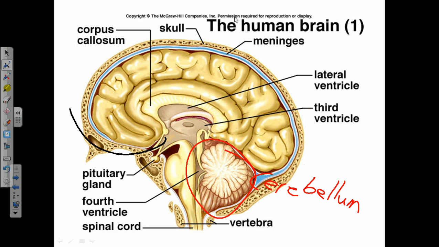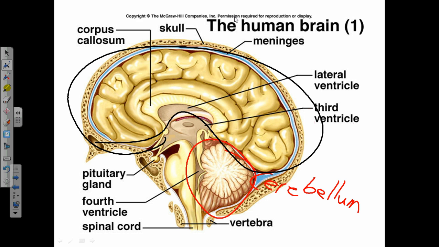This big part of your brain, by far the biggest part of the brain in humans. What is that? That is the cerebrum.